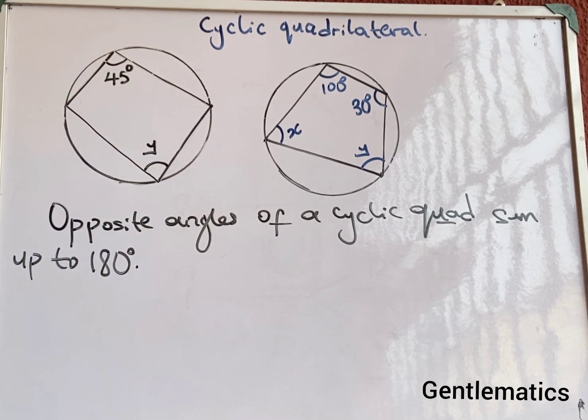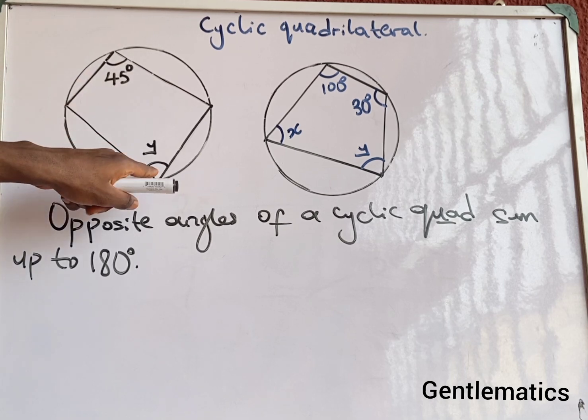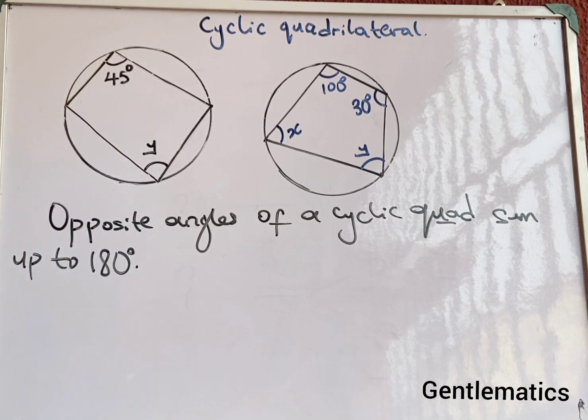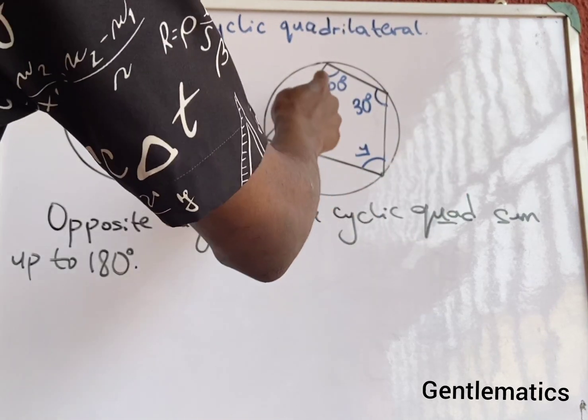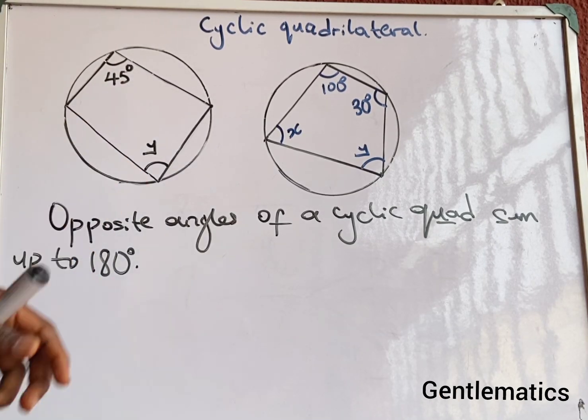What does this mean? If I have an angle here, the opposite is the one facing here, not this, the opposite. Meaning, if I add these two angles, it must be equal to 180. If I add these two angles, it must be equal to 180. If I add these two, it must also be equal to 180. So let's solve this now.